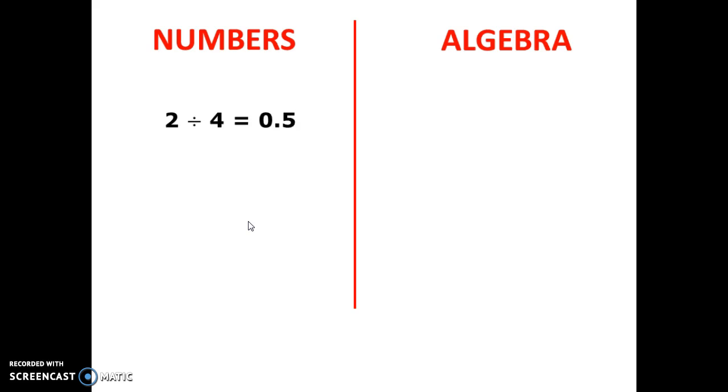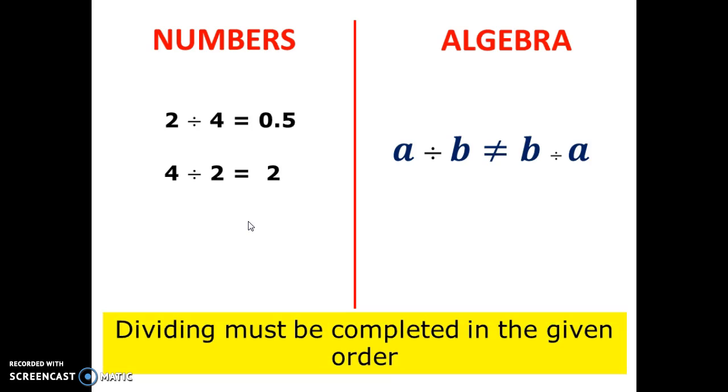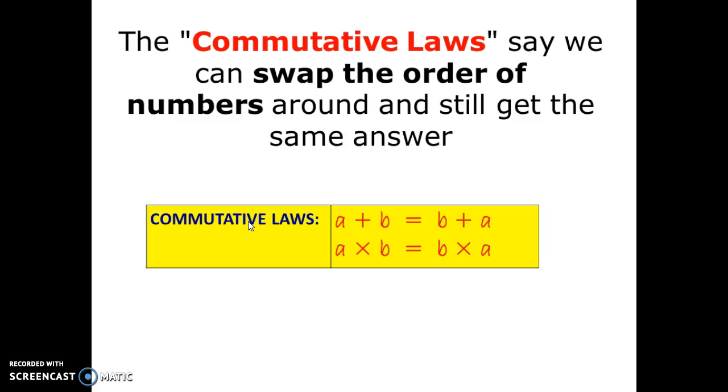When I do division, 2 divided by 4 is a half, or 0.5, but 4 divided by 2 is 2. So we get a different answer when we deal with our number system, and similarly for algebra, if I have A divided by B, it doesn't equal B divided by A. So the dividing must be done in a particular order that's given.